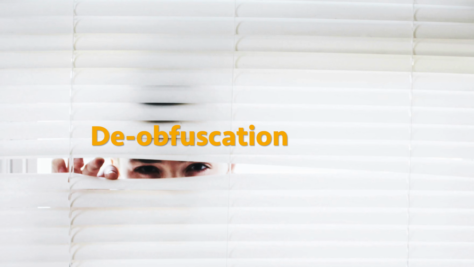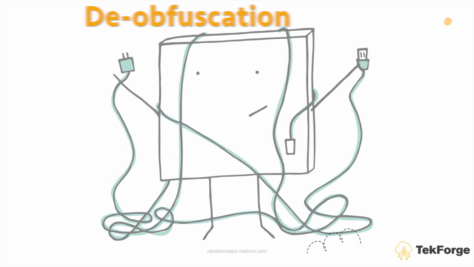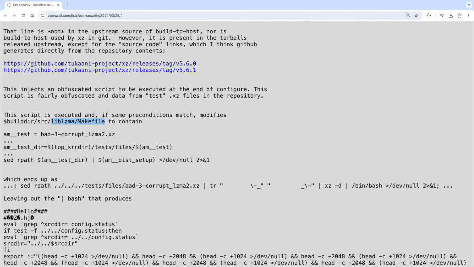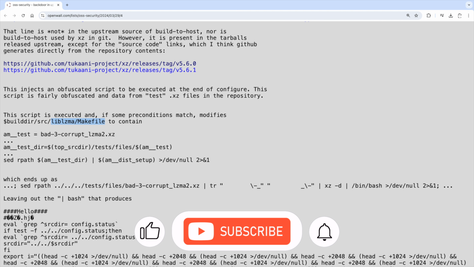Deobfuscation. The backdoor's code was heavily obfuscated to avoid detection. Freund deobfuscated the injected script and the resulting modifications to the makefile. The script altered the build process, embedding a hidden backdoor that activated under specific conditions.